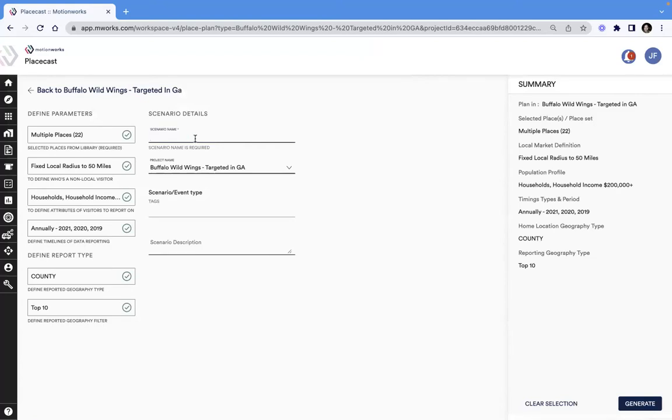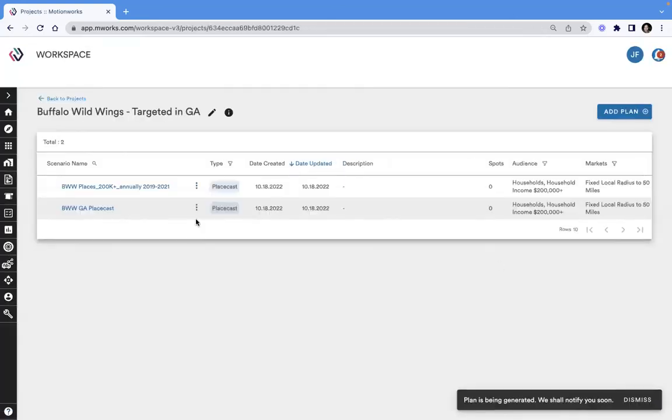And just like that, we can name our Placecast scenario. Buffalo Wild Wing places, 200K plus annually, 2019 through 2021. I always like to name my scenarios so I can easily identify them in the future. I can generate that here.